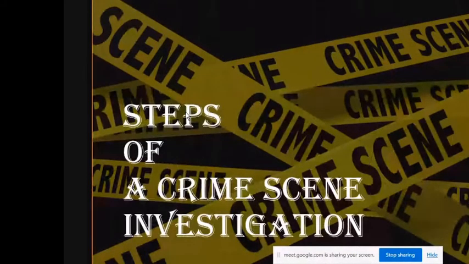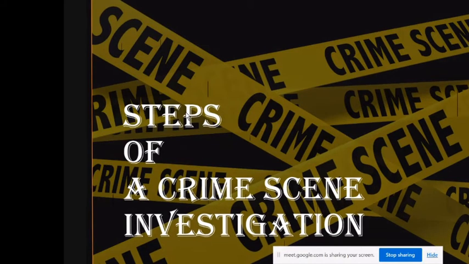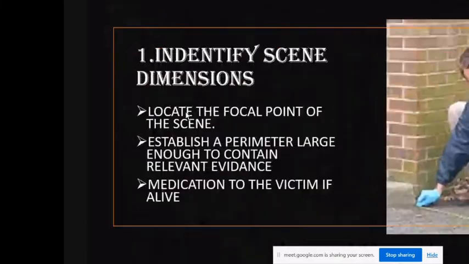Then we come to the steps of a crime scene investigation. So the main aim of these steps are planning, organization, and coordination of work, which can help in investigation of a crime scene incredibly. So the first step that we come to is identify the scene dimensions. Locate the focal point of the scene. So what is the focal point? The focal point of a crime scene is the main area of disturbance or the main area where the crime has been committed. Then establish a perimeter large enough to contain relevant evidence.